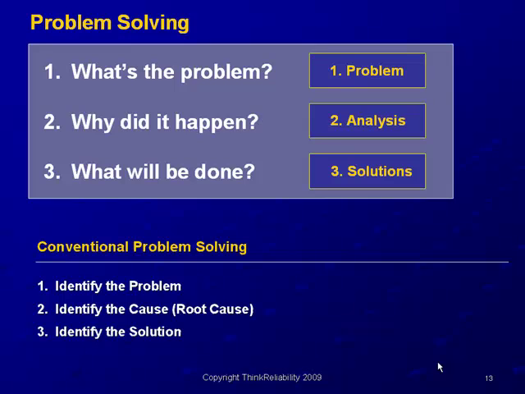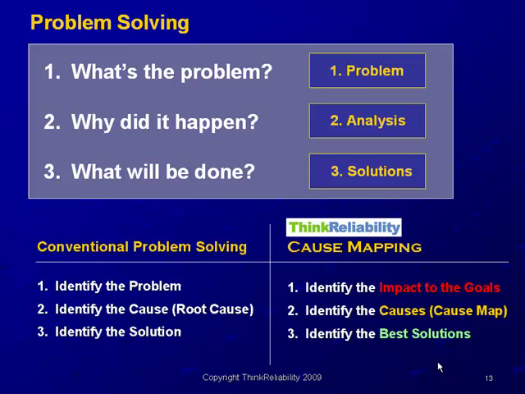Basic steps of problem solving. What's the problem? Why did it happen? What will be done? The conventional approach is, here's a problem, here's the cause, which is called the root cause, and here's the solution. We'd say a more accurate way to do this is it's not about the problem, it's about the goals of the company that have been impacted. You identify the causes, plural, on a cause map, and then you identify the best solutions to control those causes.